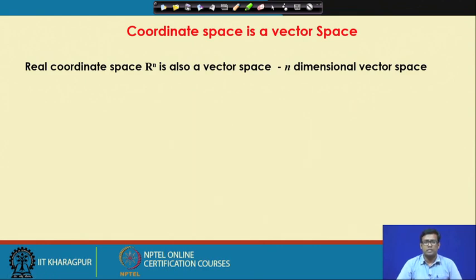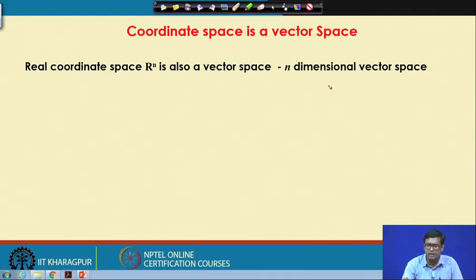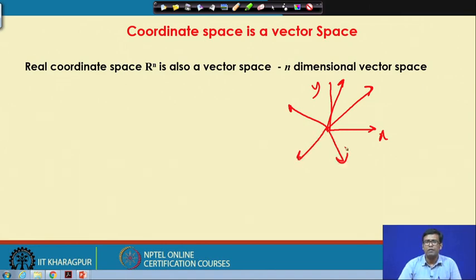Coordinate space is a vector space, and this is something interesting and more real-life like. Coordinate space is the space spanned by the coordinates x, y, or x, y, z in the 3 dimensional case, the former being the 2 dimensional case. If we think of a vector which lies in an x-y plane, it has an x component and a y component. All the vectors lying in the x-y plane belong to a vector space which is the coordinate space.